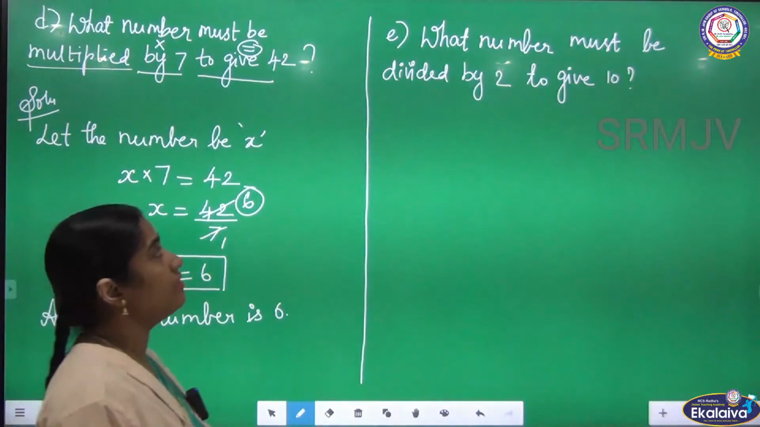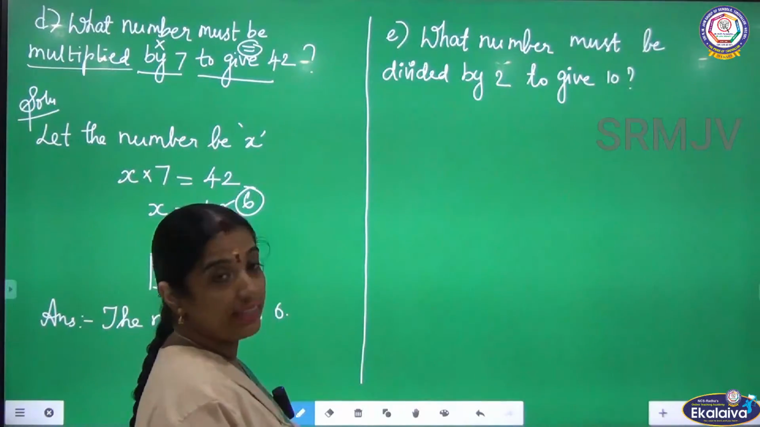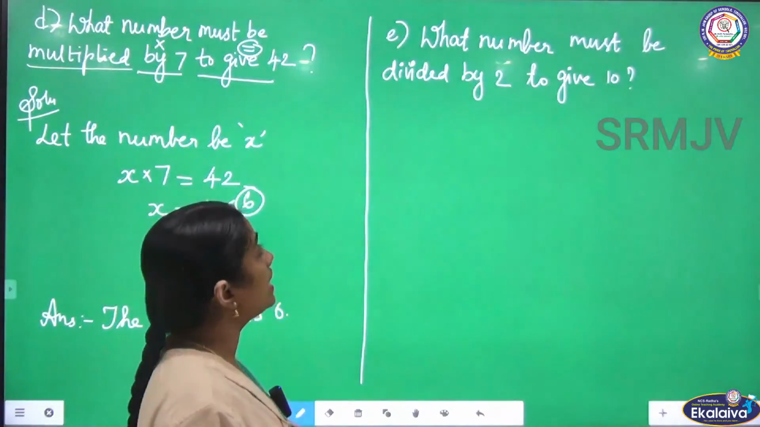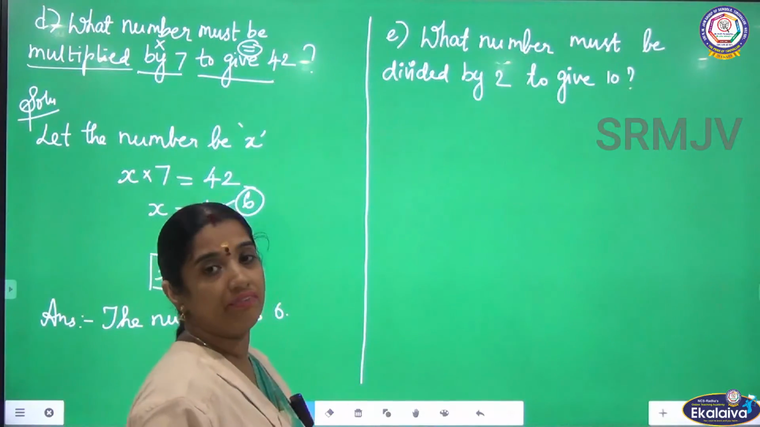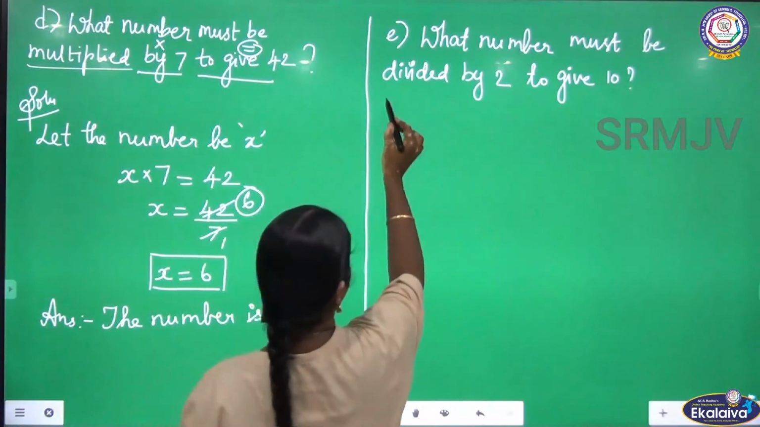When you move to the e-sum, we have seen examples for addition, subtraction, multiplication, and this is division. Listen, what number must be divided by 2?